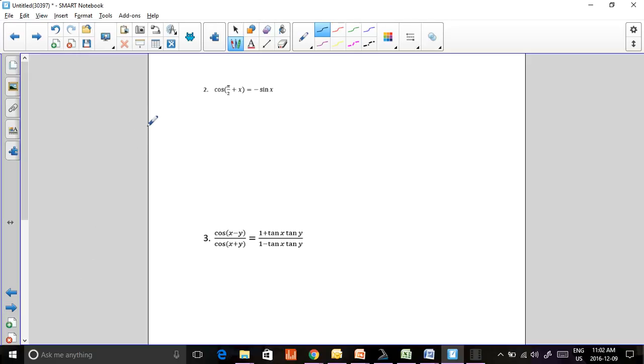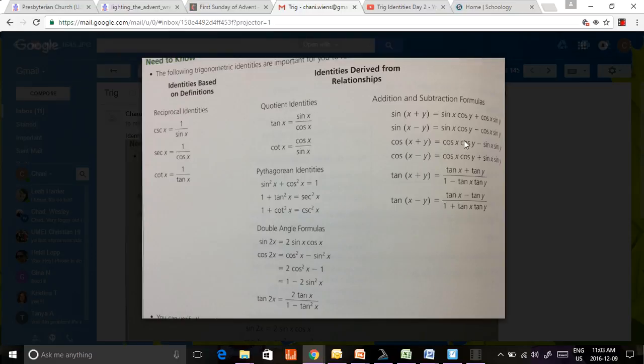All right, number 2. So here we have something that uses a compound angle formula again. So our left side is cos of pi over 2 plus x, and our right side is negative sine x. Actually, we did something very similar to this exact problem in the compound angle formulas note. So we're just looking at cos as the sum of 2 angles, so we're going to use cos A plus B. So we have cos A cos B minus sine A sine B.